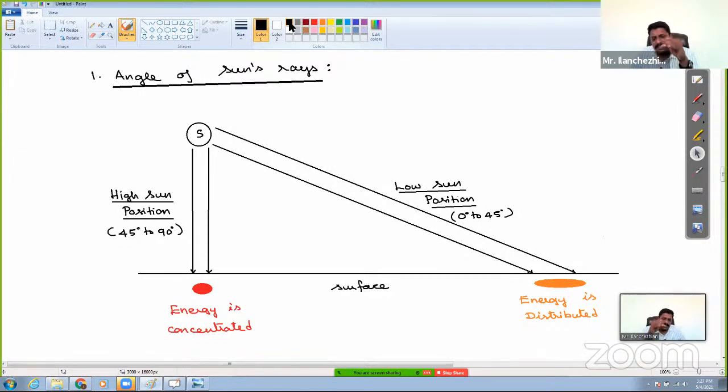And that's the reason why, with a high sun position, you experience a very high temperature, because the energy is getting concentrated. With slanting sun's rays, the temperature is not so great, because the energy is distributed over a larger area. This is the ultimate reason why temperature differs between different places and different seasons, my friend. It's all about the angle of the sun's rays.